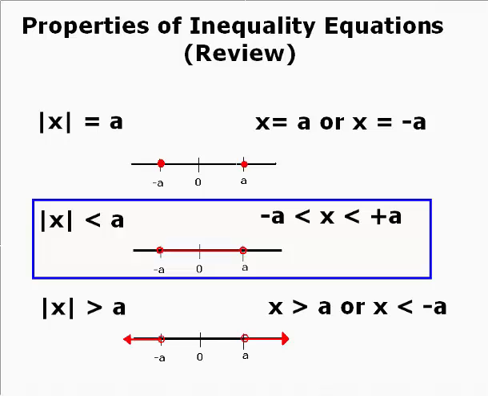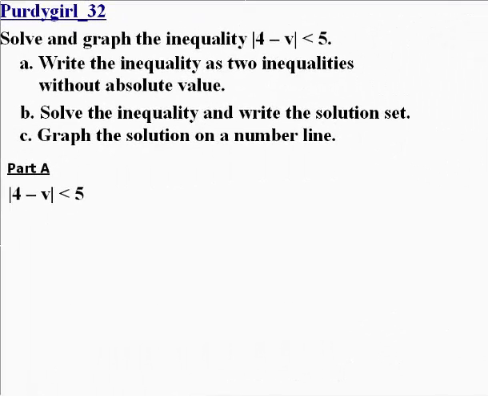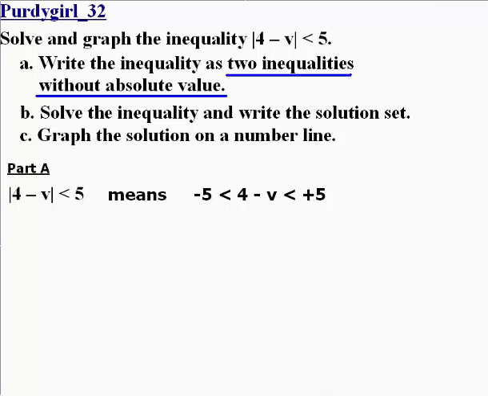So now if we go back to our original question, we can use this property to rewrite this inequality as 4 minus v is greater than negative 5, but less than positive 5. Now the question is asking us to write the inequality as two inequalities without an absolute value. So we can write the inequality with respect to positive 5 and with respect to negative 5. Part B asks us to solve the inequality. In other words, it is asking us to define the values for v which allow the inequality to hold true.